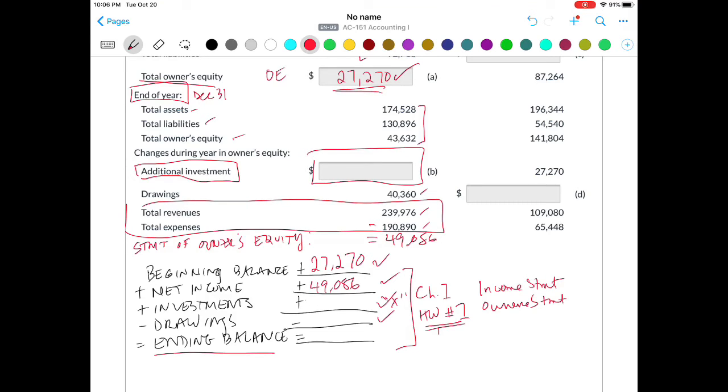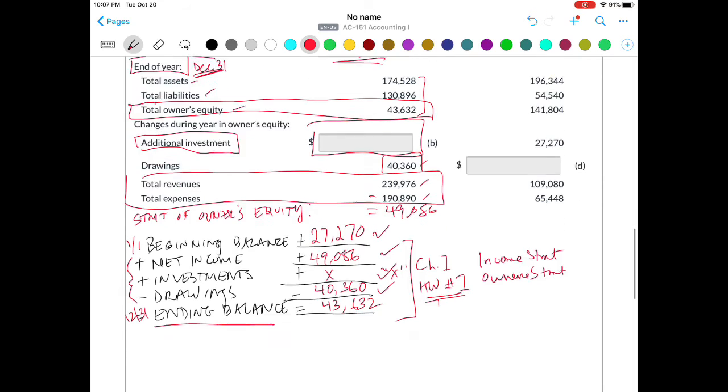Plus investments. Well, that's what we don't have, so let's put a little X in there, solving for X. Minus drawings. We have drawings here, so that's 4,360 equals our ending balance. Well, we also have ending balance, and that's right up here, right? Ending balance for the year. Remember, we're in December 31, so this is the ending balance as of December 31, which is 43,632. By the way, if you're at all unclear on where these numbers came from, remember, imagine this is 1/1, this is 12/31. This is the activity throughout the year, okay? And we're pulling all this information from above.